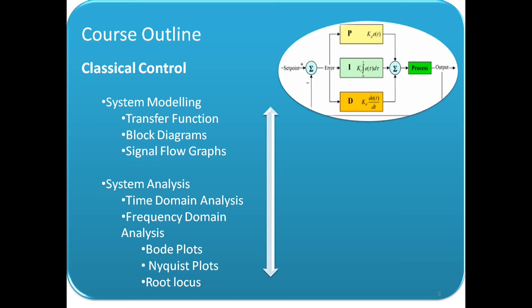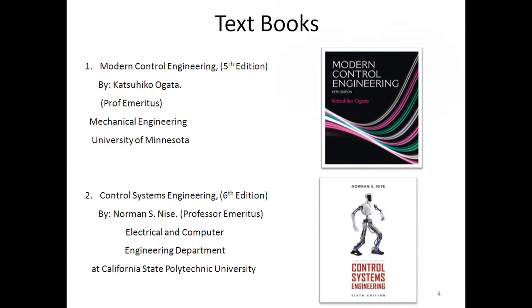We will cover these. For this course, I refer mainly to these two books. First is Modern Control Engineering by Ogata and Control System Engineering by Norman Nise. Other than these two books, there are so many books on control system like M. Gopal, Nagrath Gopal, etc.